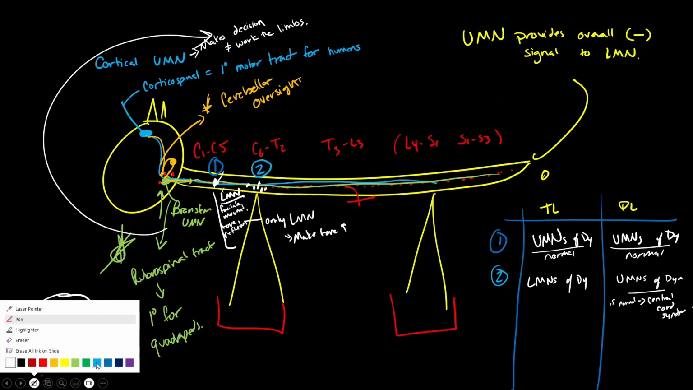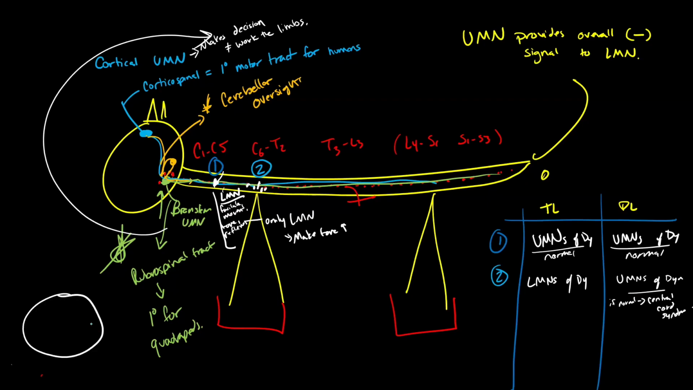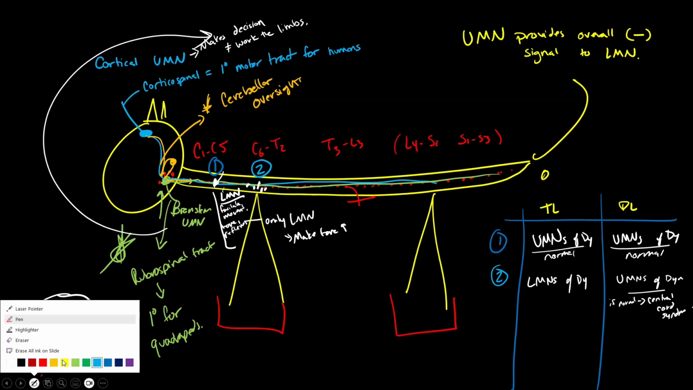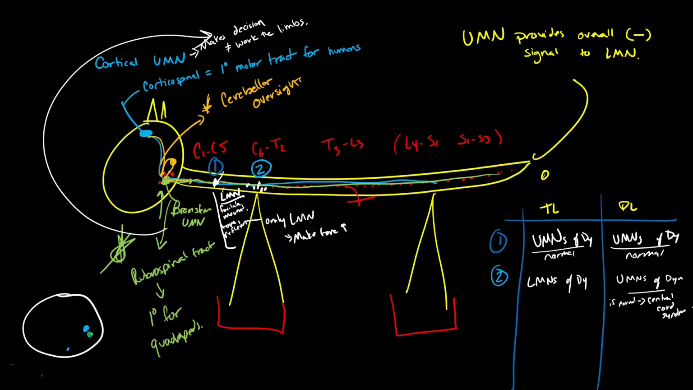So remember, if that's my spinal cord, I'm going to have my corticospinal tracts kind of hanging out over here. Depending on which literature you look at, we'll have some rubrospinal tracts kind of hanging out.